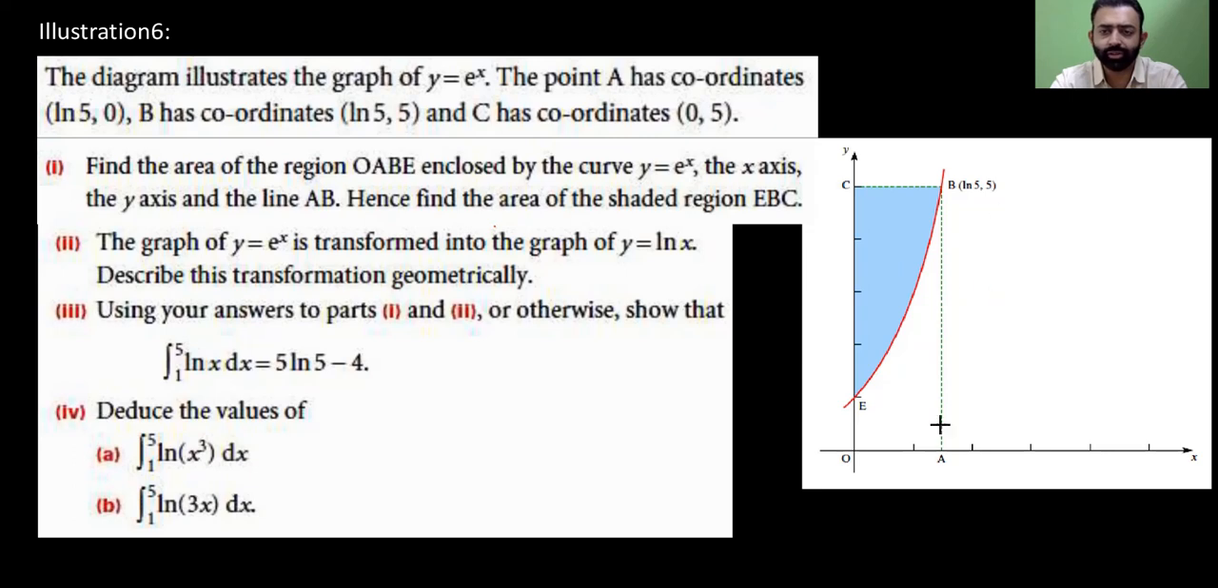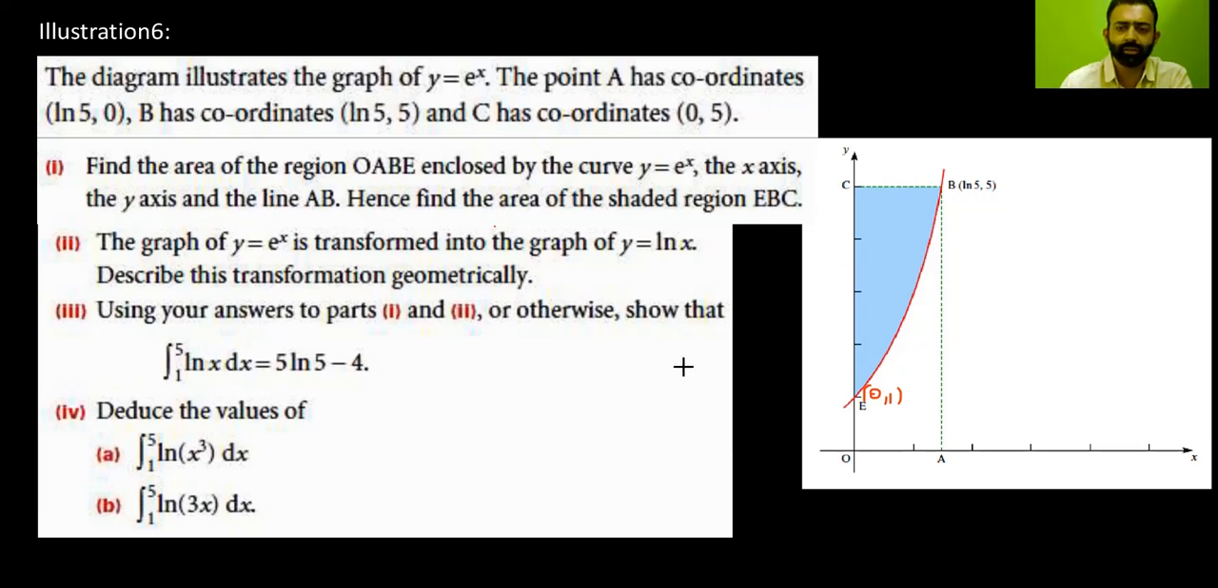So as the coordinates of point A, point E, point B and point C are known. Why are the coordinates of E known? Because this is an exponential function of the type e raised to power x. So we can write this as (0, 1). Okay, this point is (0, 1). All right. So how can we find out the region OABE?